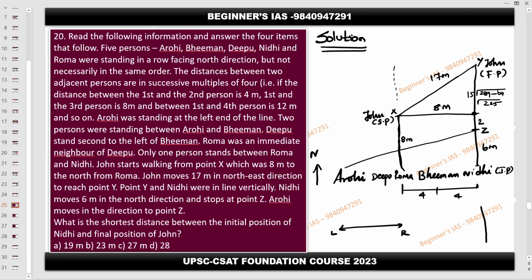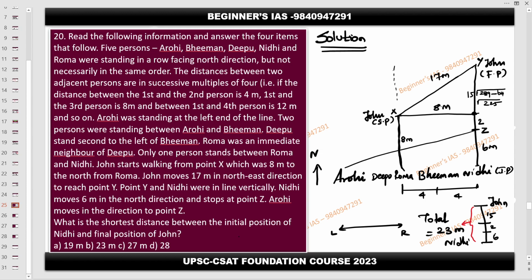So now we need to calculate Niti and John. Niti and John. So here 15, then 2, 8, then 6. So therefore totally 23. Clear? 23 meters is the answer. Anybody having a doubt? Also clear. So you need to calculate these things carefully. Now let us move on with the same diagram, but the question changes.